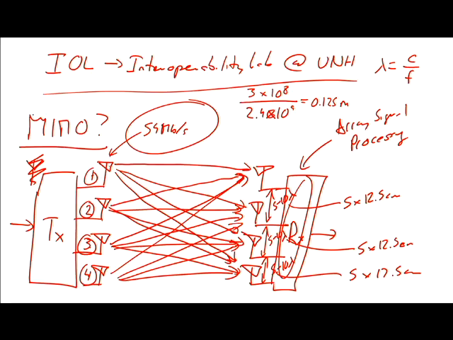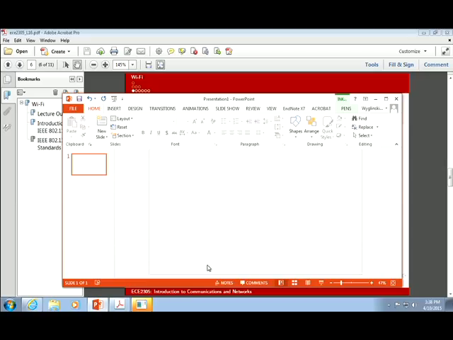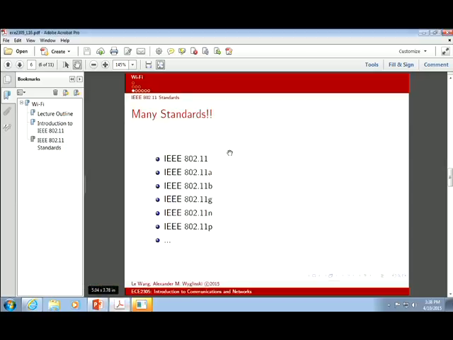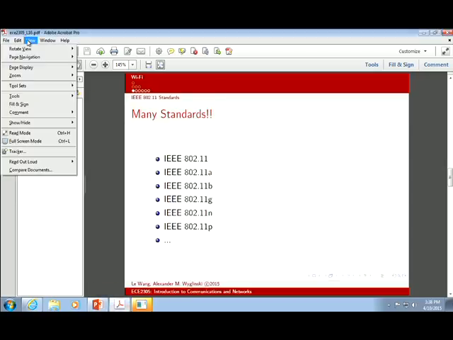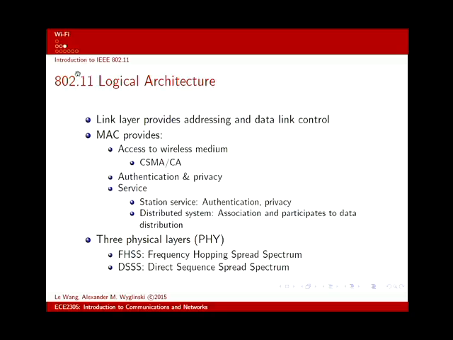Okay, so that's MIMO. That's a big aside, but a very big aside, because this is what we're seeing now in 802.11. So what's special about the logical architecture of 802.11?